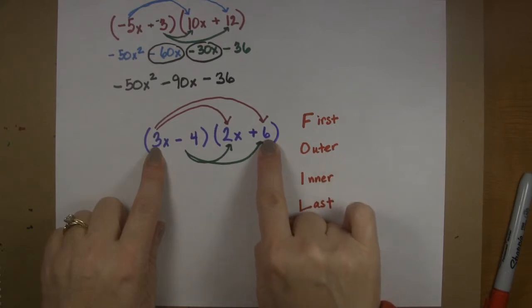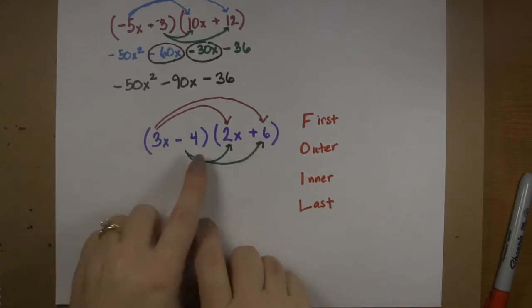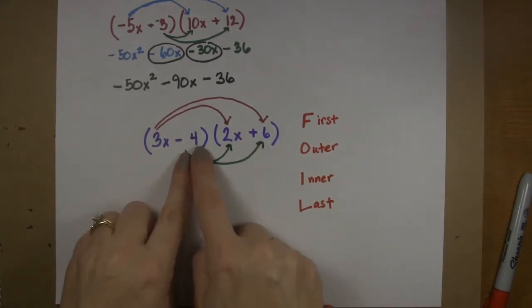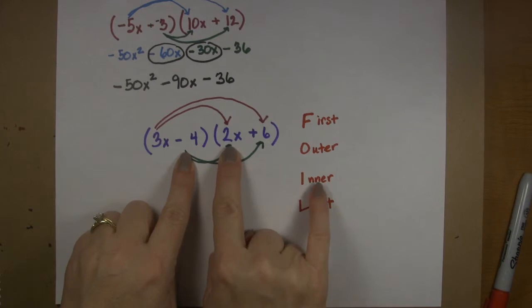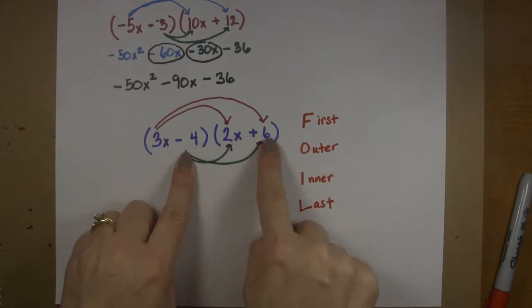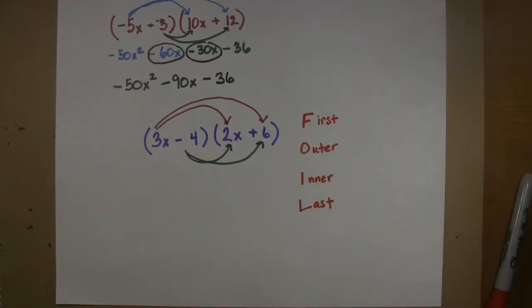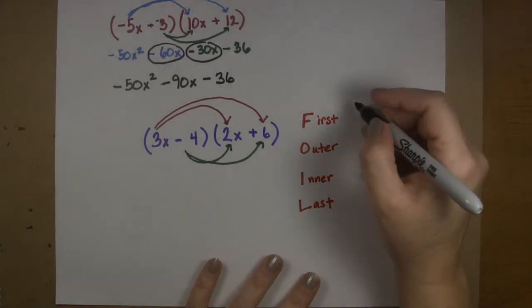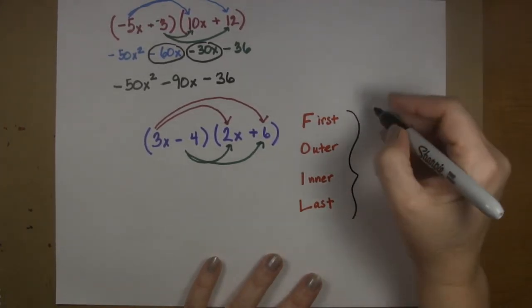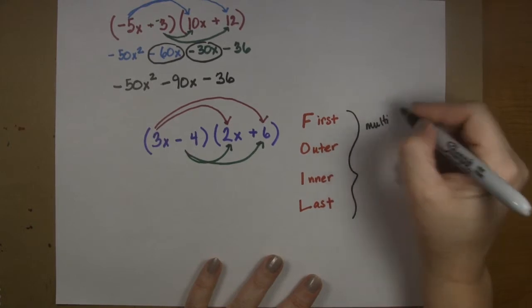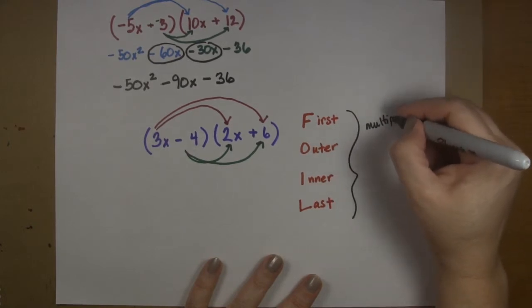In other words, we take the two outer terms. Then we switch to go to this term now. We do this term times the first term, which are the two inner terms. And then finally we do the last term times the last term, which is last. Now, the FOIL method got popular, I think, because multiplying binomials is popular.